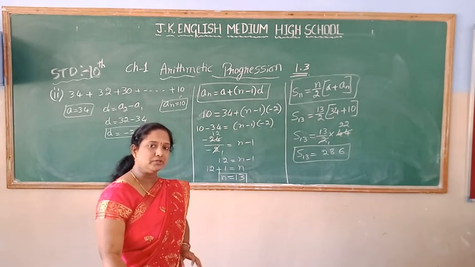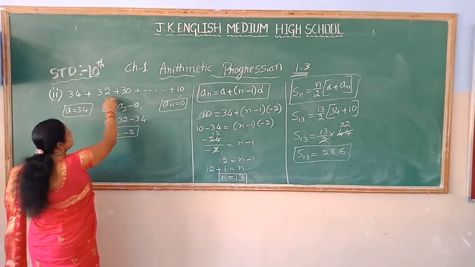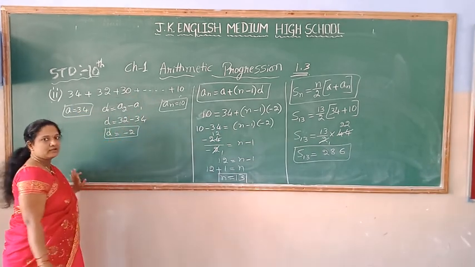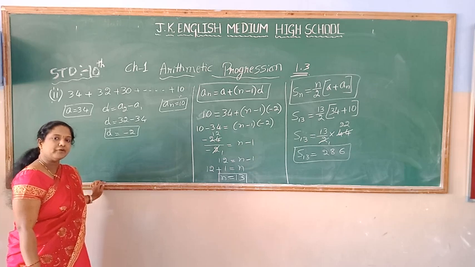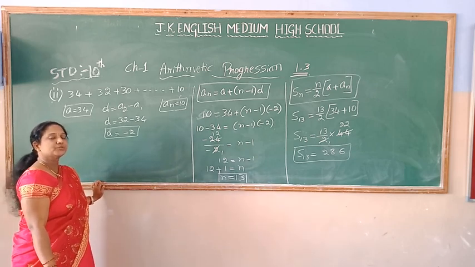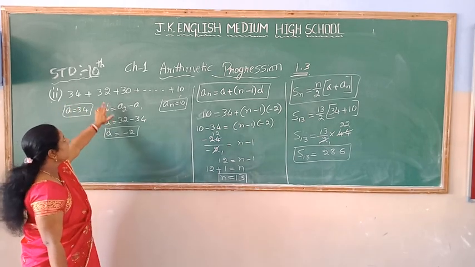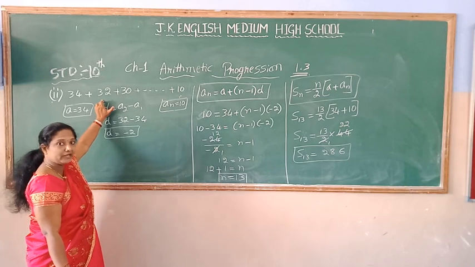Once again I am going to explain now. They give that all the terms of this AP are whole numbers, and I have to find the sum of all these terms of this AP. So when we know the last term and the a value, we have to find the n value.